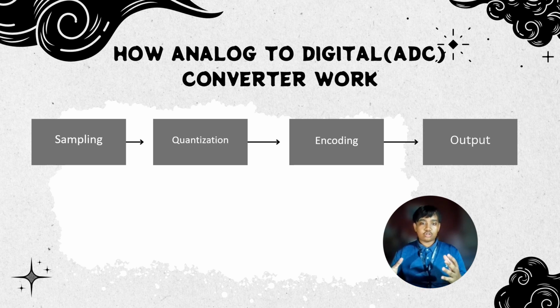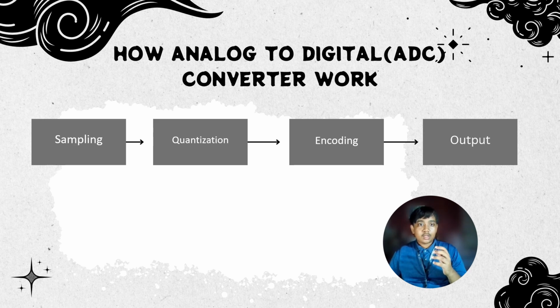How does an analog to digital ADC converter work? First, we do the process of sampling. Sampling is a process that takes snapshots or samples of the signal at specific intervals. It means it takes a snapshot of the amplitude, and then goes to quantization. The second process is the mapping of continuous infinite values to a smaller set of discrete finite values.